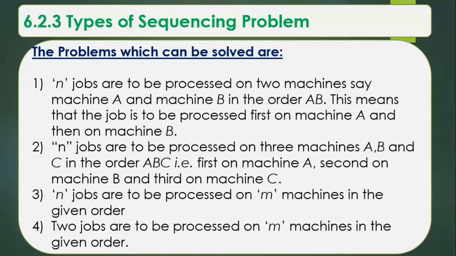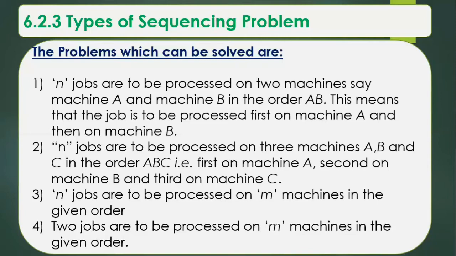And another problem which can be solved is: n jobs are to be processed on three machines, machines A, B, and C, in the order ABC. If we say in the order ABC, what we mean is that the job is to be processed first on machine A, second on machine B, and finally on machine C.